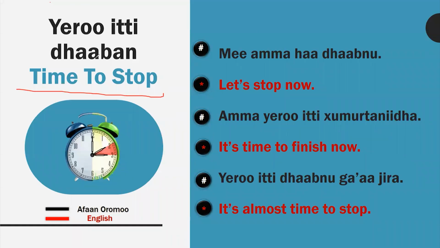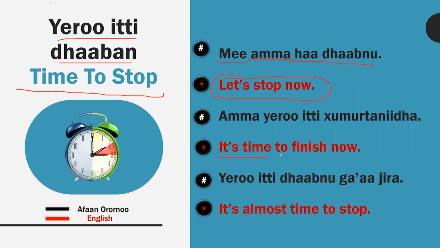If you want to say time to stop, yeroo itti dhaabnu. For example, we can say, let's stop now. Actually, you know this one in English, but you don't know it in Afaan Oromoo. So in Afaan Oromoo, we can say, mee amma haa dhaabnu. Mee amma haa dhaabnu means let's stop now. Let's finish today's class, in other words, okay?